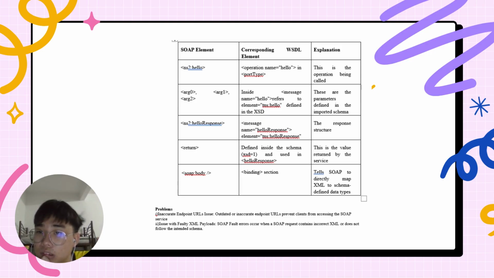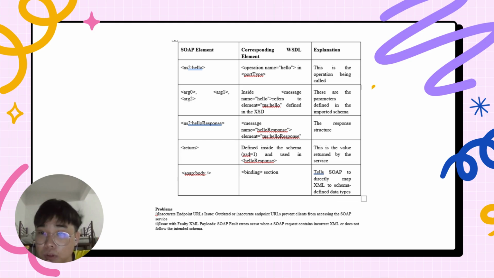And then the last one is the SOAP body. The corresponding WSDL element for the SOAP body is the binding section. The explanation is that it tells the SOAP to directly map XML to schema-defined data types.